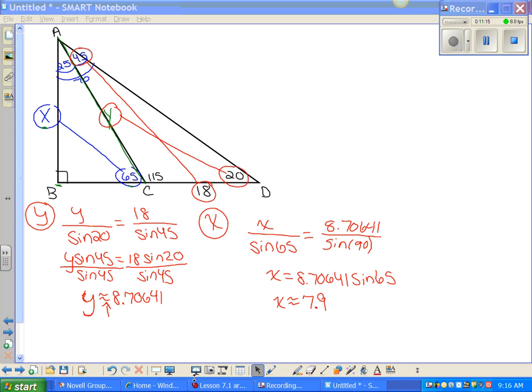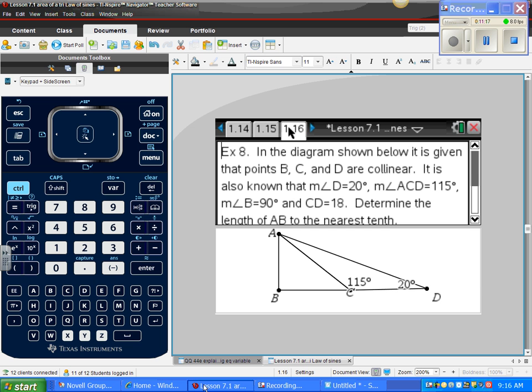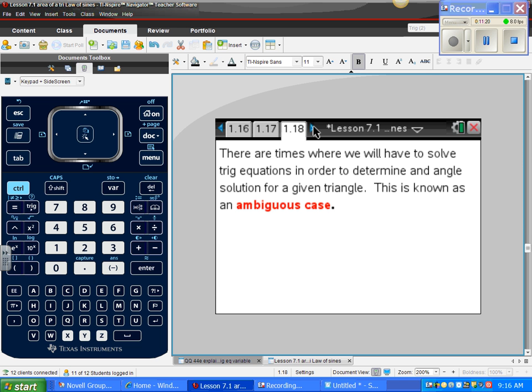So now let's talk about the ambiguous case. There's going to be times where we have to solve a trig equation in order to determine an angle of a given triangle. We just did one of those. We had to take the inverse and find the angle. What's going to wind up happening is we're going to wind up with a possibility of more than one solution for an angle. We call this the ambiguous case.